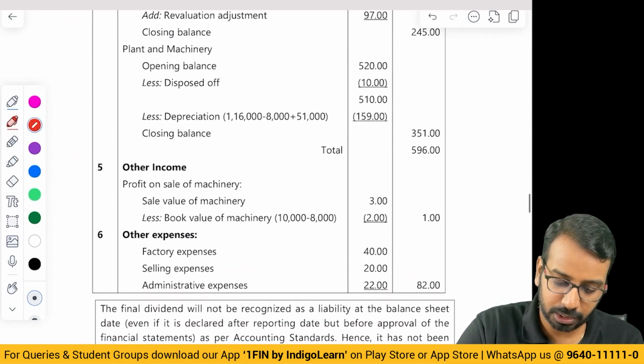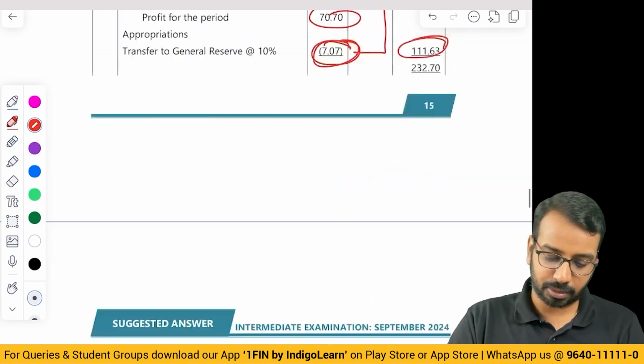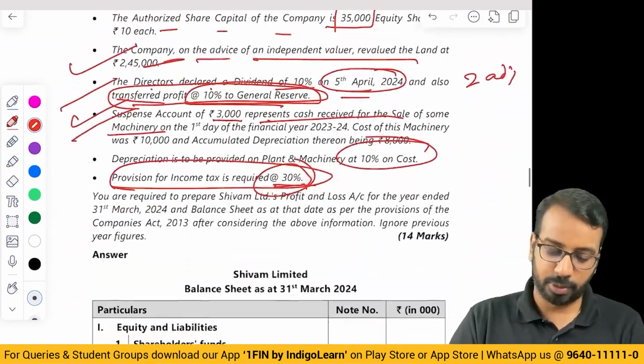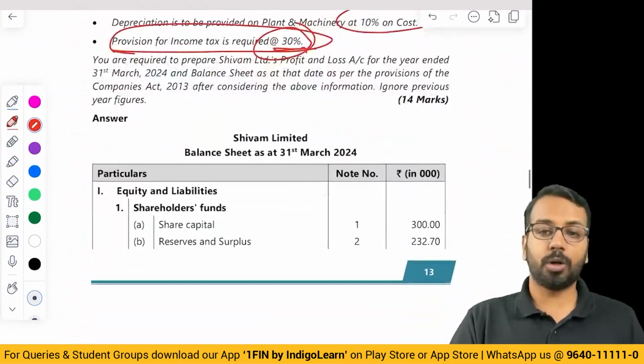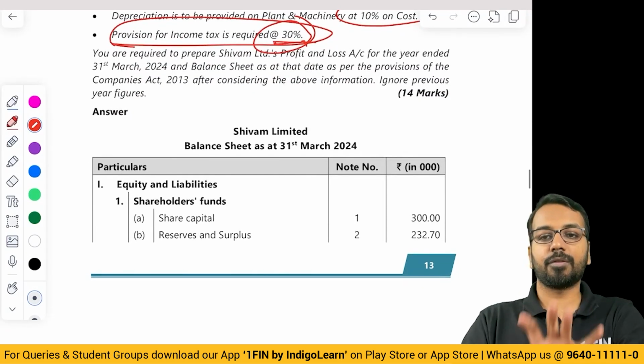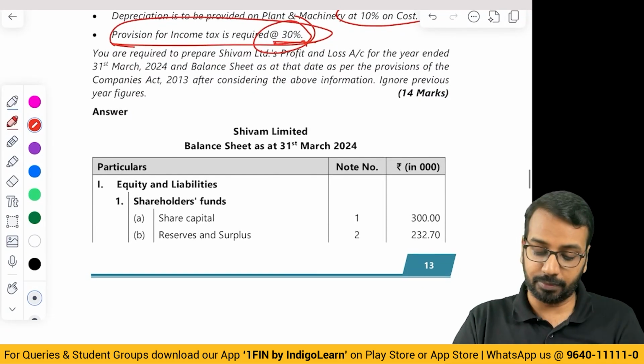Apart from this, is there anything new? There is nothing new apart from this. All the things we have already discussed, and you will be able to handle this. Right. Now, scoring part, 14 marks. I will give you a breakup of how scores will be given to you.